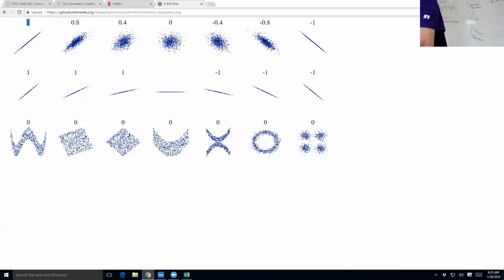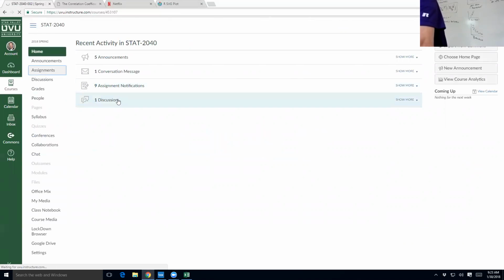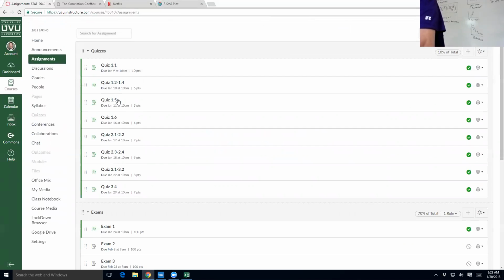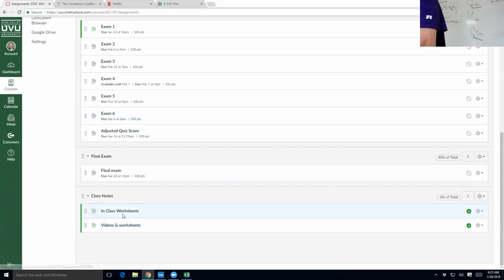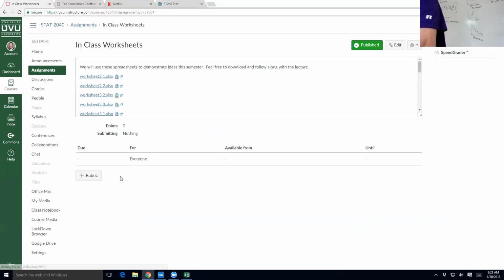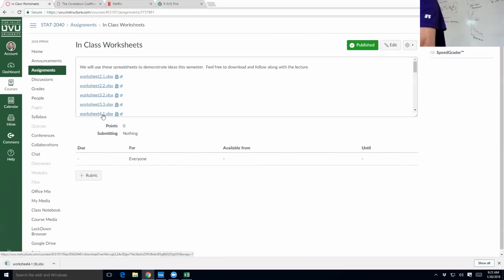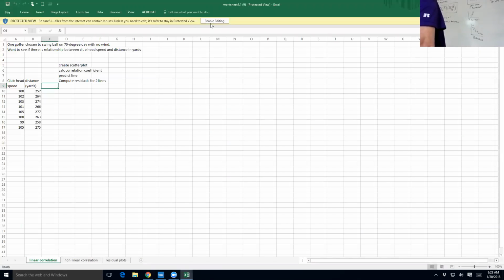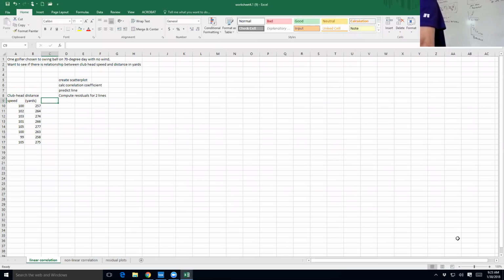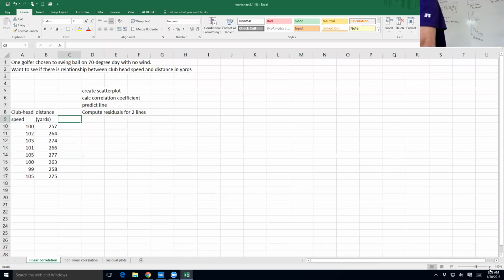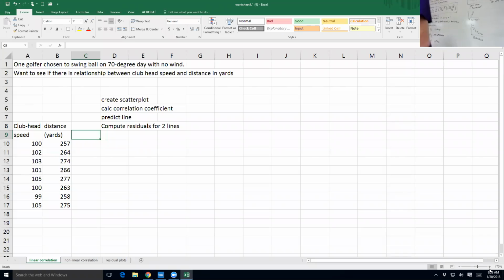If we go to assignments, and then I've got worksheet 4.1. Go ahead and open that up. In class worksheets 4.1. All right, so we've got some data collected here. And so a golfer is chosen to swing a ball on a 70-degree day with no wind. You want to see if there's a relationship between the club head speed and the distance in yards.